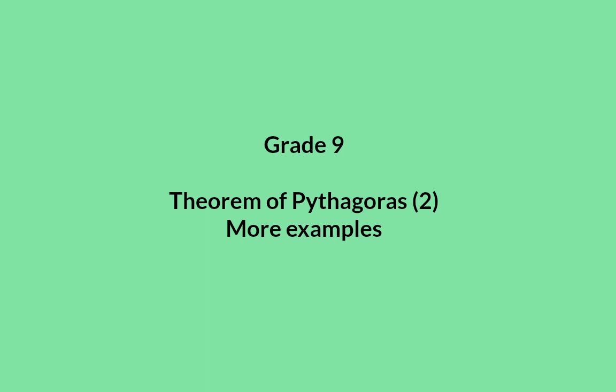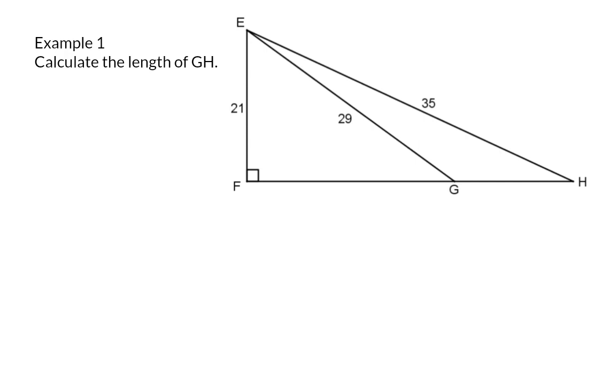In this video, we continue with the Theorem of Pythagoras. Example 1. Calculate the length of GH. Here we are given 3 different side lengths, and we are also given that the angle at F is a right angle. Therefore, there are 2 right-angled triangles in which we can use the Theorem of Pythagoras.